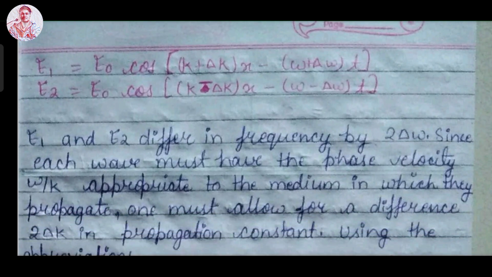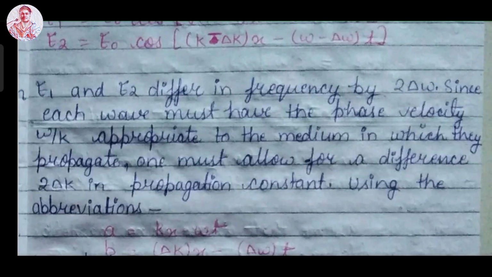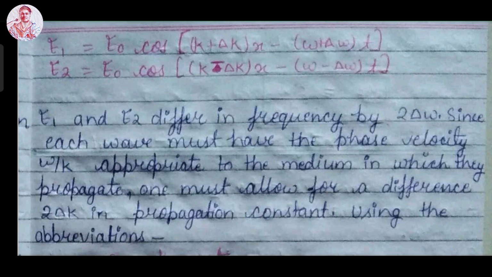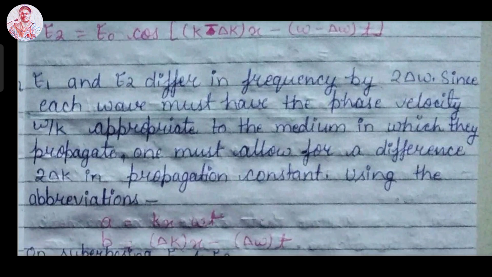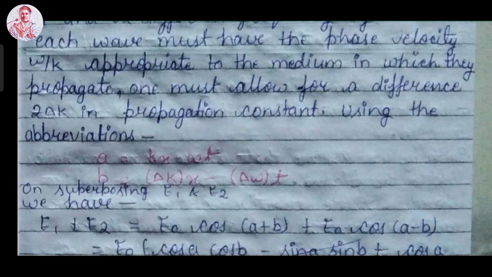Let E1 = E0 cos((k + Δk)x − (ω + Δω)t). The second wave is E2 = E0 cos((k − Δk)x − (ω − Δω)t). E1 and E2 differ in frequencies by 2Δω, since each wave must have the phase velocity ω/k appropriately in the medium in which they are propagating. For each we can write a = kx − ωt and b = Δkx − Δωt.